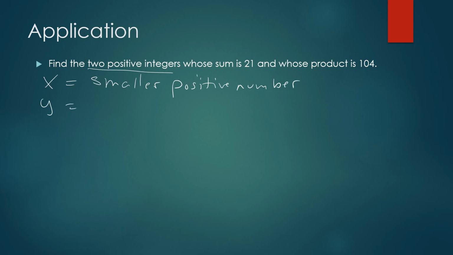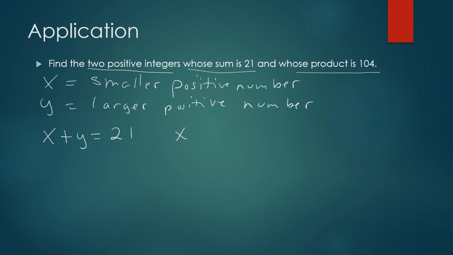And we'll let y be the larger one. All right, now let's go ahead and translate what we have. We know that the sum of the two numbers is 21 and the product is going to be 104. So we know that x plus y is going to be 21, and we also know that x times y is 104.